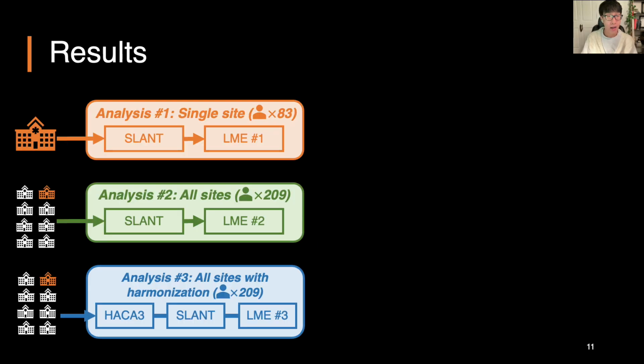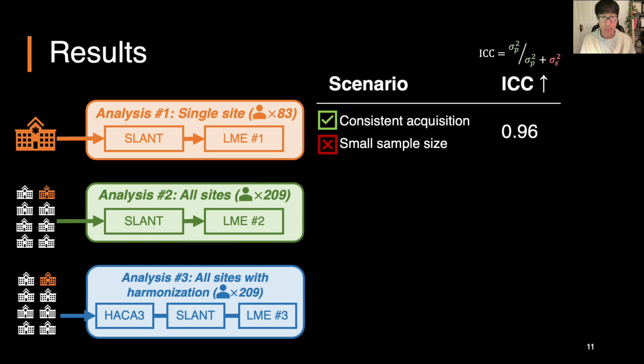So let's see how the three analyses perform in terms of ICC and RV. In the first scenario, we only focused on one site. For this one site, we can have very consistent acquisition. This is kind of the best real-world scenario we can get, but we also suffer from a small sample size because we can only have controlled acquisition for our site. In this scenario, we have an almost perfect ICC, which equals 0.96.